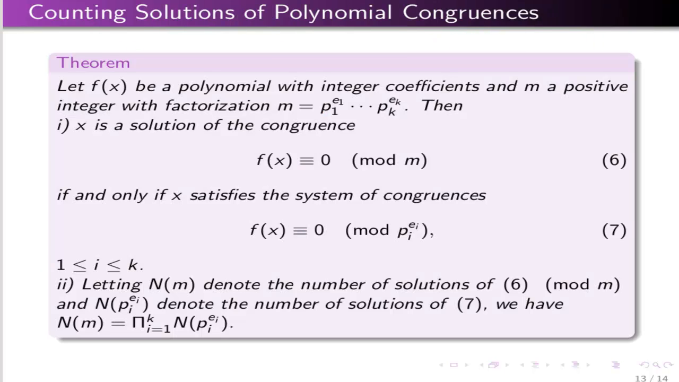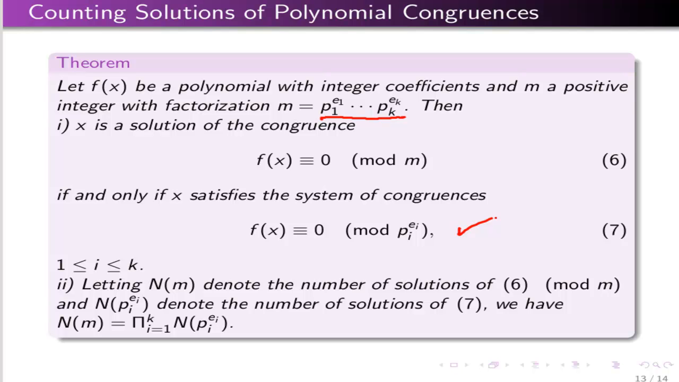Finally, suppose we have a general modulus m, and I want to solve the congruence f of x congruent to 0 mod m. Well, all I do is factor the modulus as a product of prime powers, p1 to the e1 times pk to the ek, and use the Chinese remainder theorem. So we have a theorem that'll say x is a solution of this congruence, f of x congruent to 0 mod m, if and only if x satisfies the system of congruences mod the different prime powers. So that's a system of k congruences right here.